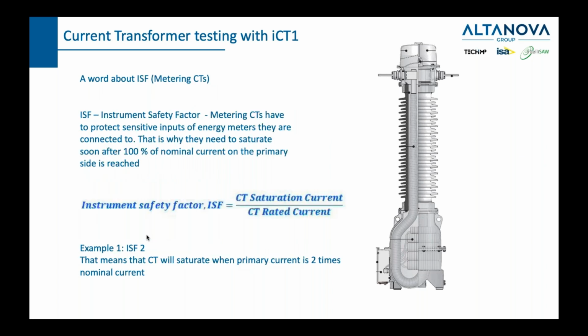For metering CTs, we use another parameter, ISF, instrument safety factor. The instrument safety factor is simply the CT's saturation current divided by CT's rated or nominal current. So if I have an ISF of 2, that means that CT will saturate when primary current is 2 times the nominal current. So that means it will be accurate in transformation of current up to 200% of the nominal current. So this is for the metering CTs.